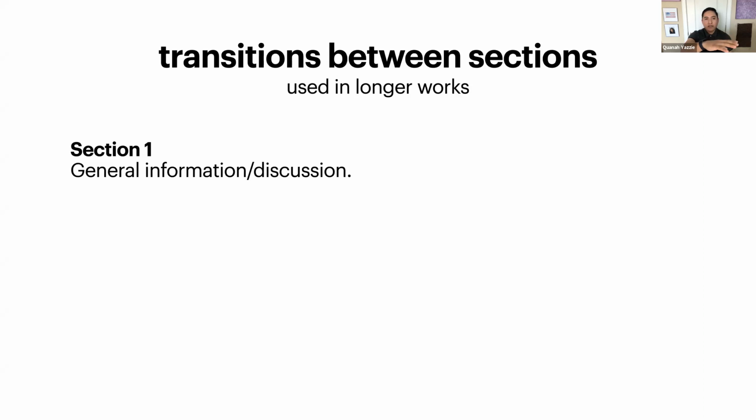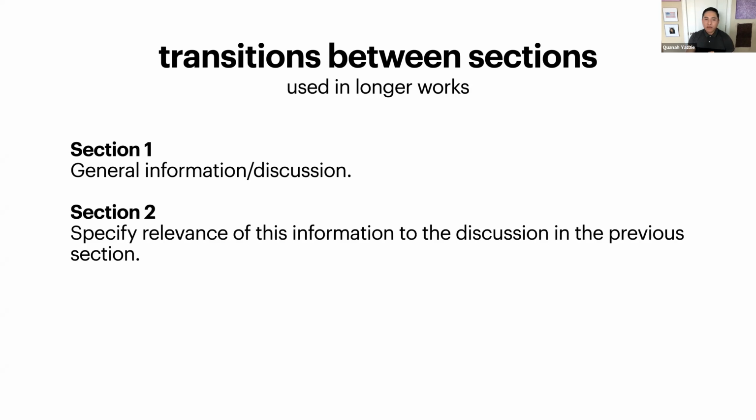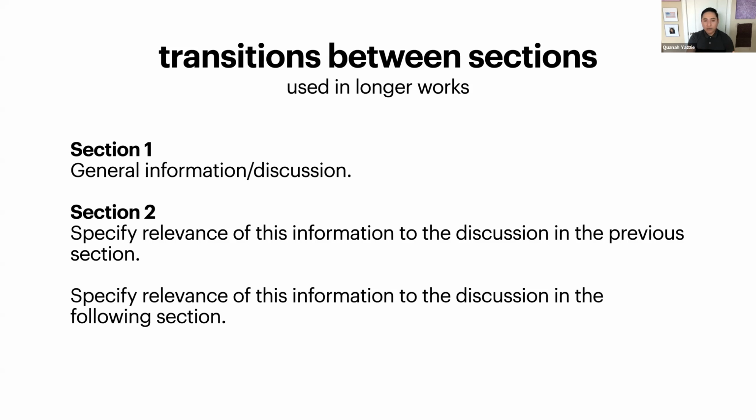This portion that I'm showing you is within the body of work. It's not the intro or the conclusion. So we're in a portion where we're talking about the actual information, the research or something. Section 1 would be general information discussion. Then section 2 would be the information from before, so you're specifying relevance of the information from the previous section. Section 2 is more relevant information about section 1. Or you can do it opposite, and section 2 will be relevant information of section 3.